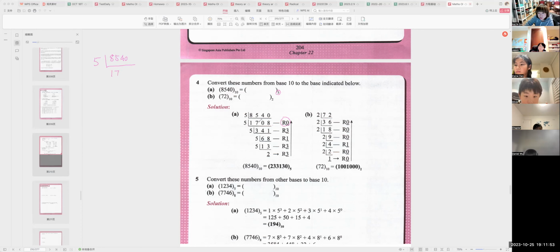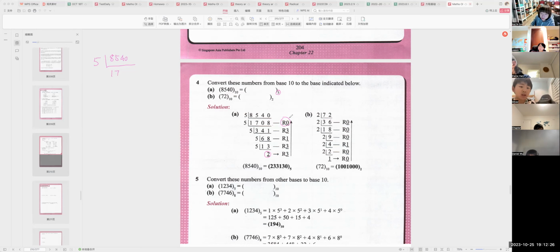Again, 1705 divided by 5 equals 343. The remainder is 3. Divided by 5, the remainder is 1. And 65 divided by 5, the remainder is 3. And 13 divided by 5, the remainder is 2. So this is the last one, and the first remainder is the last digit of the base 5 number. Understand, Jason? So the answer will be 2, 3, 3, 1, 3, 0 in base 5.